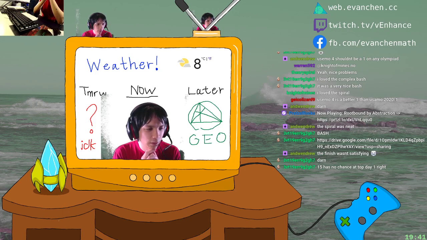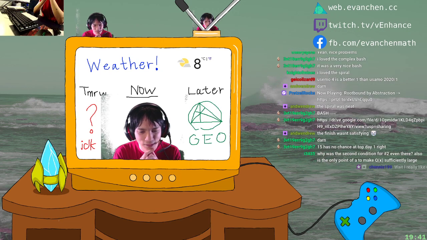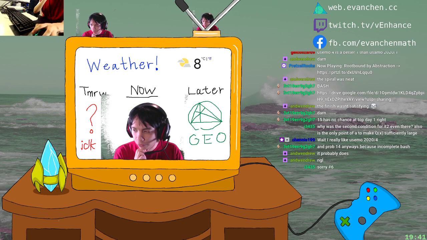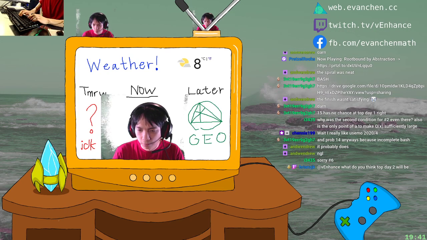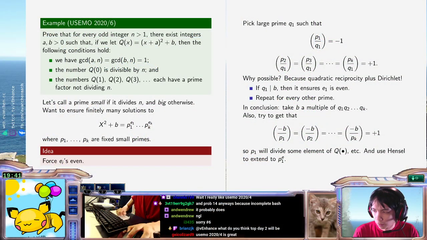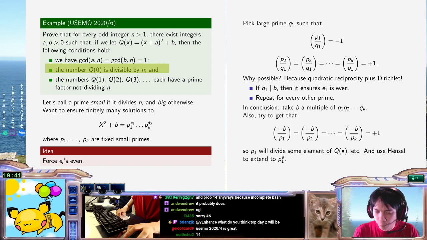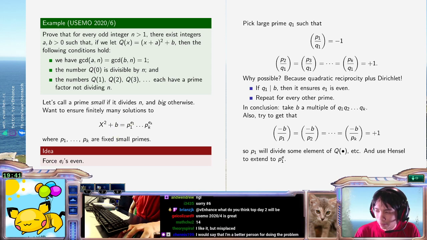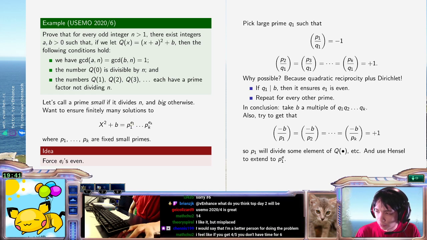15 has no chance at top day 1. I don't know. Why is the second condition for number 2 even there? Also, the only play... Wait, which one? Oh, the reason this condition is here is because if you don't include it, then the strategy is to bound the EIs. Like, you pick B to be n to the n, and then it'll just work for vacuous reasons. That's why you need this condition. The problem becomes much easier without the n divides q0 condition.